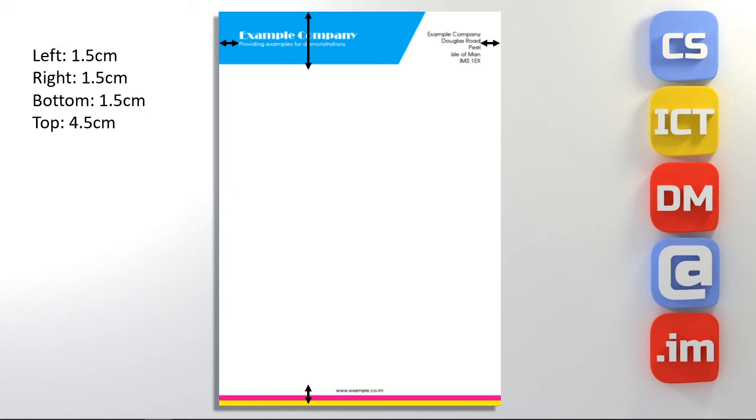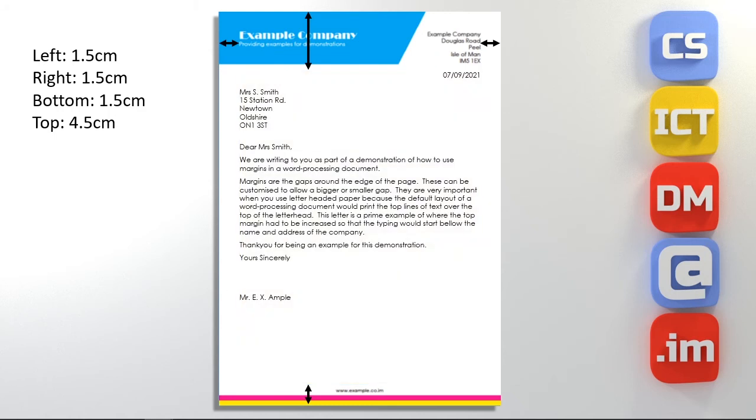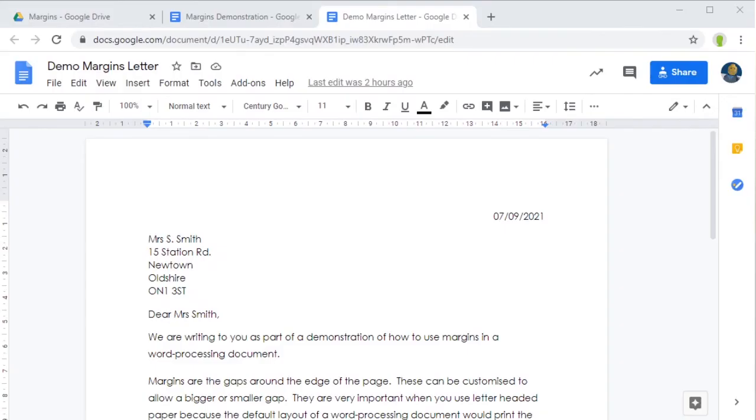So if we set the margins to 1.5 left, right and bottom and 4.5 at the top, we will get this space where we can write our letter. I can then type in what I would want, and when I print it onto the letter-headed paper, this is what it would look like. So let's go and do that in our word processor, so it fits our letter-headed paper.